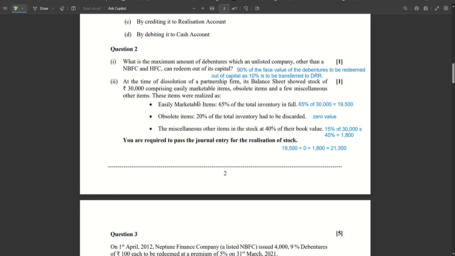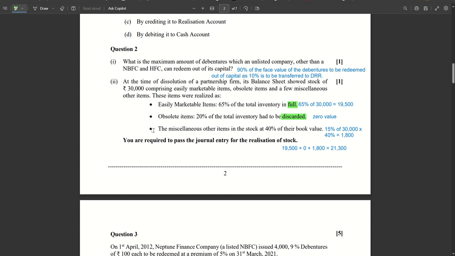So if you see, the value is 30,000, and when you're realizing it, easily marketable items are there which are realizing 65% of total inventory, and that is realized in full. Okay, so you're getting 65% of 30,000, that is 19,500. 20% are obsolete items and these are discarded. That means you're getting no value out of it, so zero value.